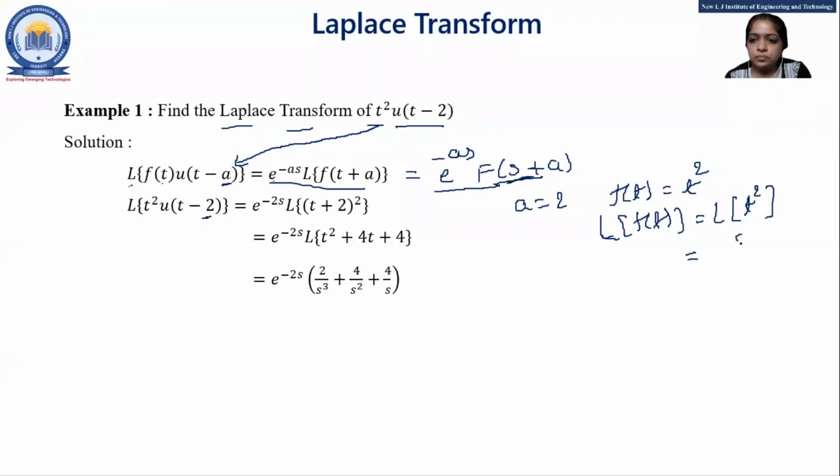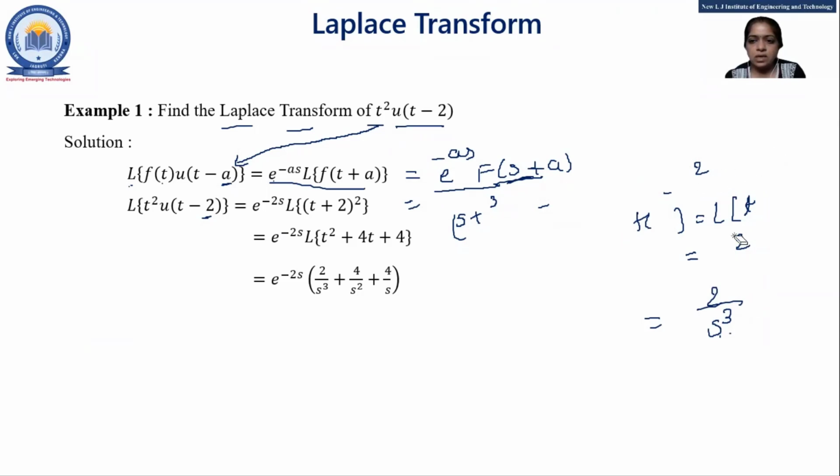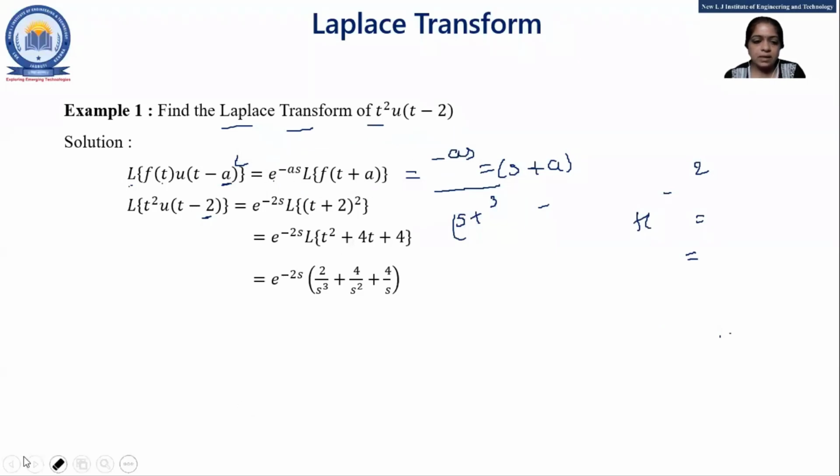2 factorial upon s raised to 3, and that is 2 upon s cube, right? But my answer is f of (s plus a). So I have to write 2 upon (s plus 2) the whole cube. So this one is 2 upon (s plus 2) the whole cube. You may also write this one directly. And as per the second formula, see, if you apply this formula directly, wait a minute.